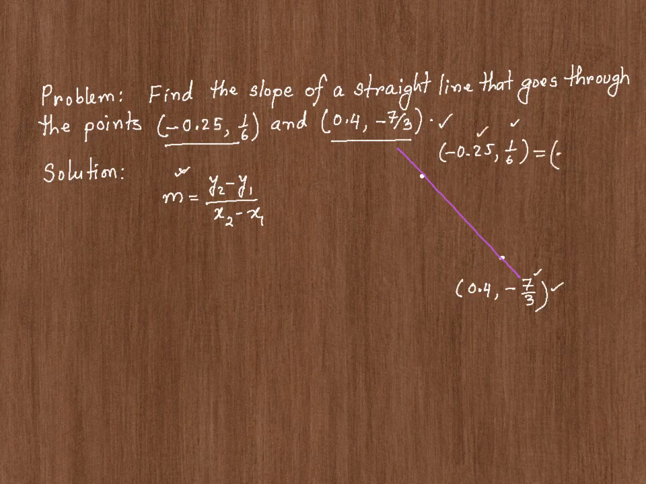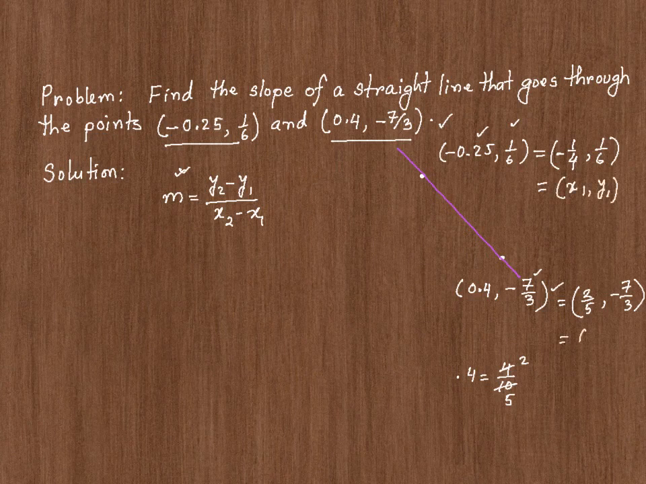Negative 0.25 is negative 1/4, as you know, comma 1/6, and this point is going to be 0.4. By the way, please note 0.4 is the same as 4 over 10. 2 goes into 10 5 times, and 2 goes into 4 2 times, which is 2/5. So it's going to be 2/5, comma negative 7/3. Now I'm going to label the first point x1, y1, and label the second point x2, y2.